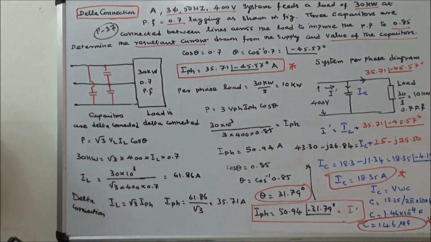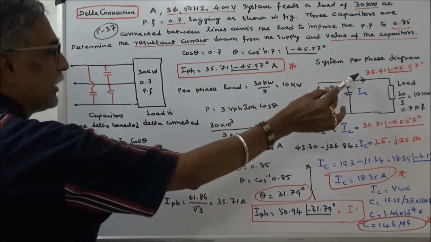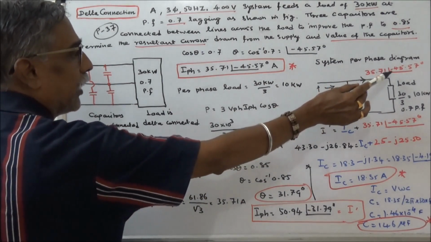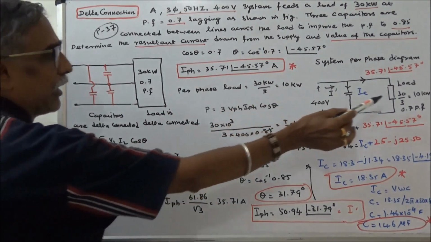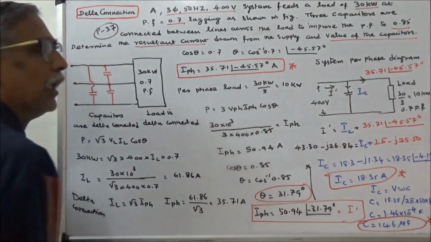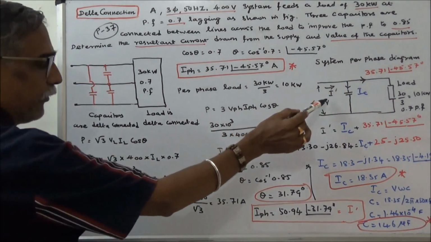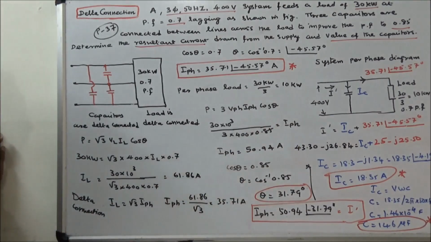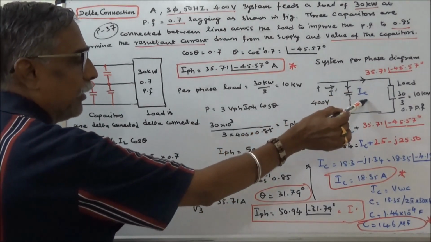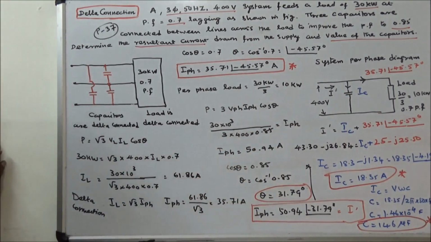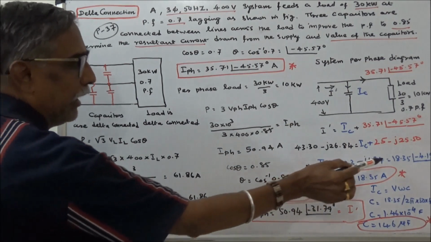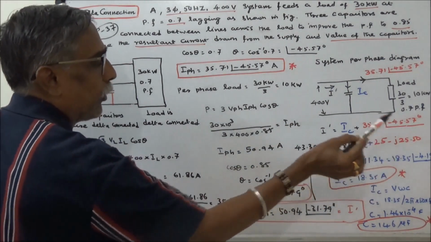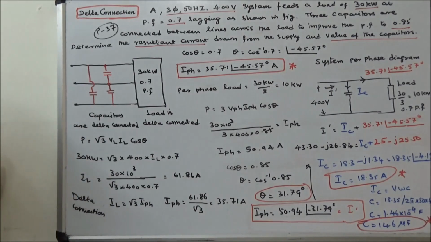Next we will draw the system per phase diagram. So this current is 35.71 angle minus 45.57 degrees. Here the per phase load is 30 kilowatts by 3, that is equal to 10 kilowatts, power factor is 0.7 lagging. This current is 50.94 angle minus 31.79 degrees. This is the capacitor current IC. Now we can calculate the capacitor current IC. Applying Kirchhoff's current law, I dash is equal to IC plus this current. IC is equal to 18.35 angle minus 4.19 degrees. That is the current drawn by the capacitor.